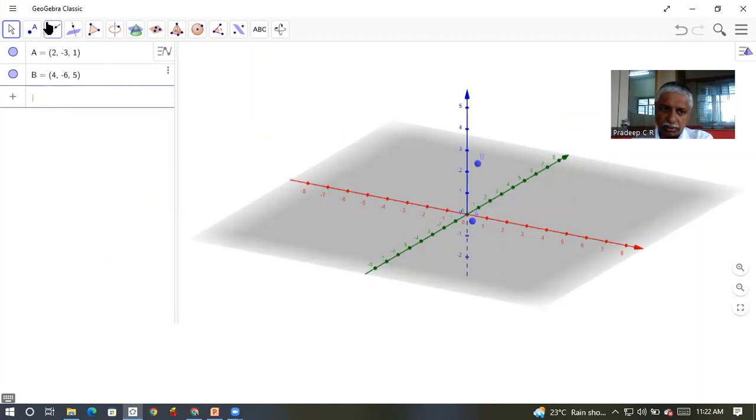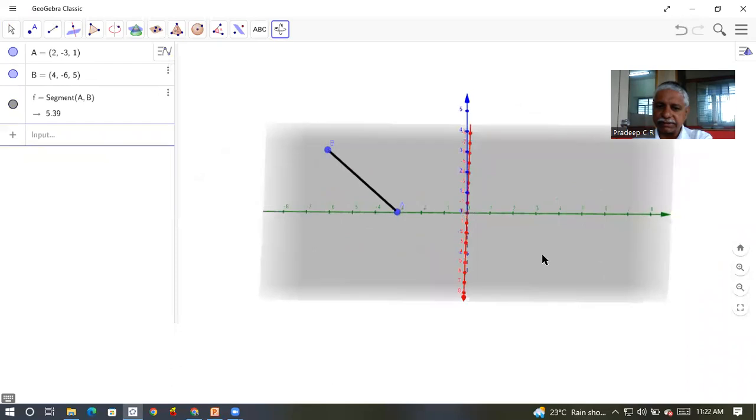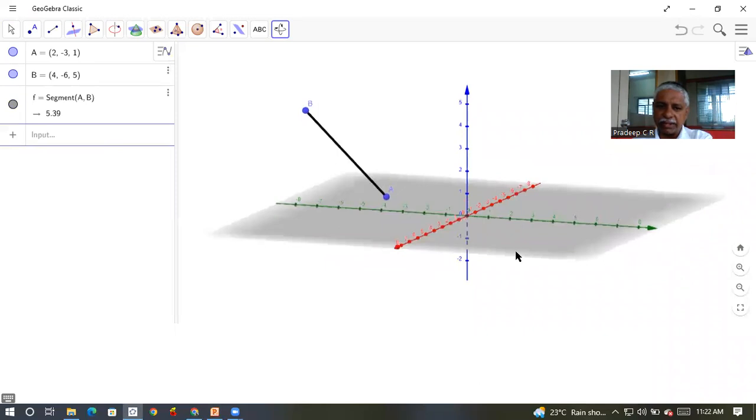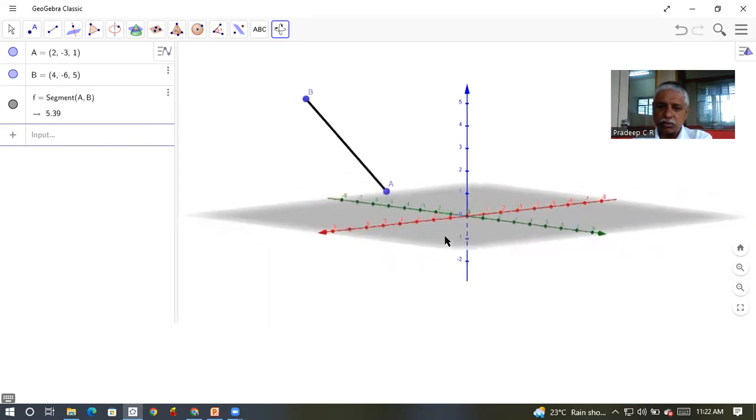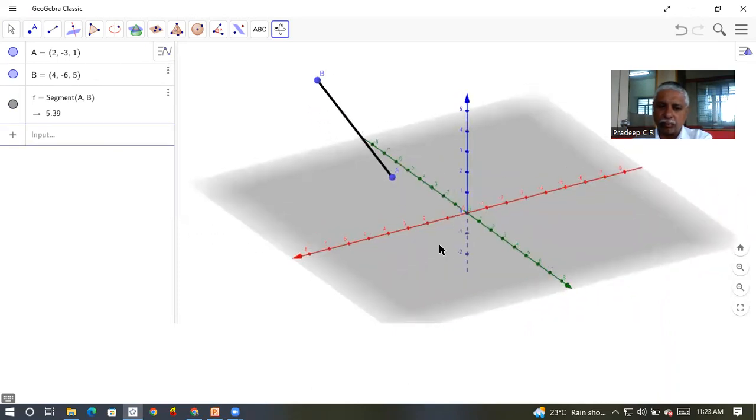Now I want to join this line. You don't have to do all this for your exam, I am giving this picture just to make you understand. See, this is the line segment AB. Its length is 5.39, and if you use the distance formula you will get that answer, but we don't care about it right now. I'm showing it from different points. Red is the x-axis, green is the y-axis, and blue is the z-axis. So there are two points A and B, (2, minus 3, 1) and (4, minus 6, 5).